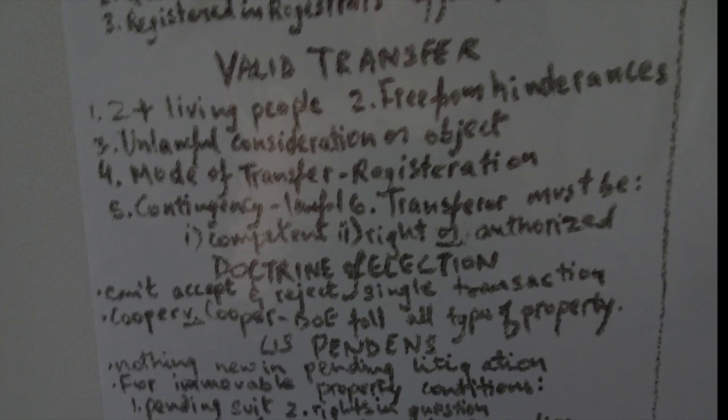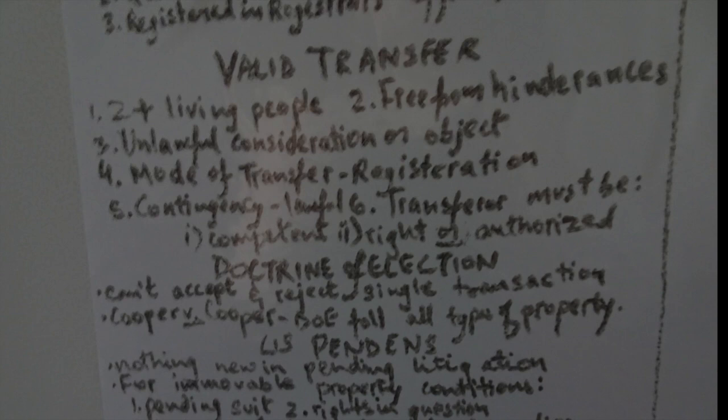Now we come down to the conditions for a valid transfer. For a transfer to be valid, it should be between two or more living people. The property in question should be free from any hindrances. For example, it should not have any pending litigation on it. Thirdly, the object or consideration should not be unlawful. For example, the sale of drugs. Fourthly, the mode of transfer must be proper. For example, it should be registered.